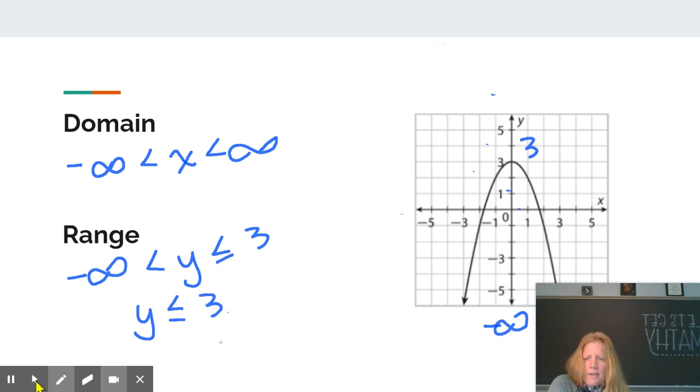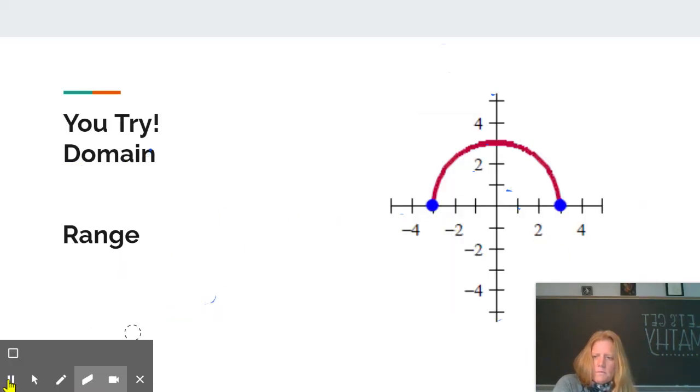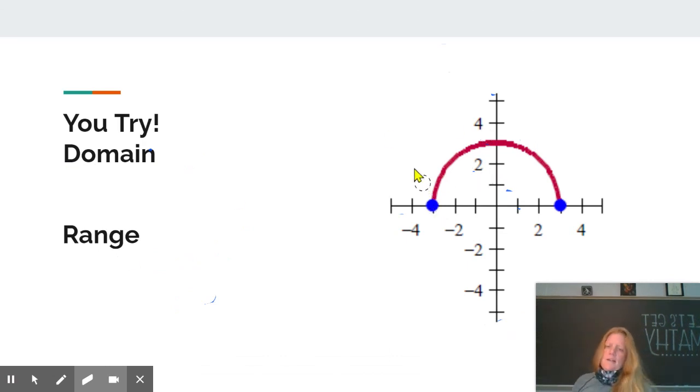So I am going to leave you here with a little try. On the next slide, you will see this graph, again, is a little bit similar, yet slightly different to the others. So give it a try and we will discuss your answers.